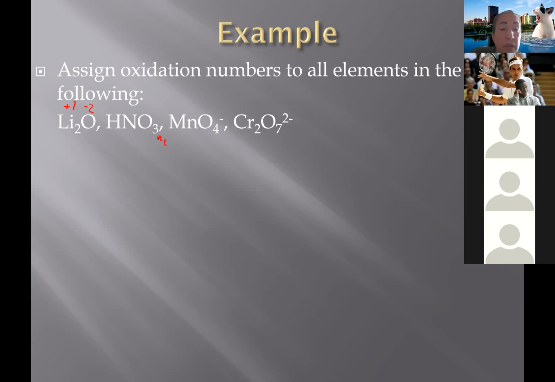So what's the next one called? Nitric acid. Good job. So what are the oxidation states of everybody here? +1 for the hydrogen, -2 for the 3 oxygens. And then nitrogen we have to find, right? Yes, nitrogen we have to solve for. So what do I put it equal to?